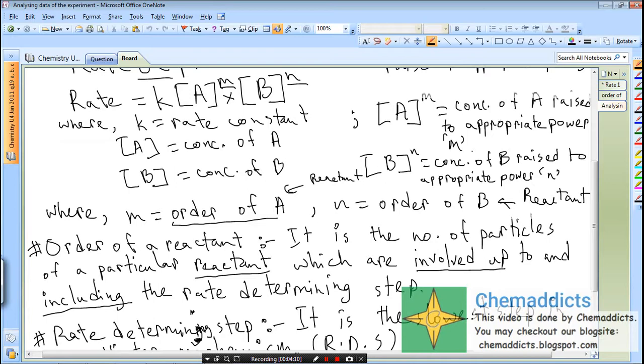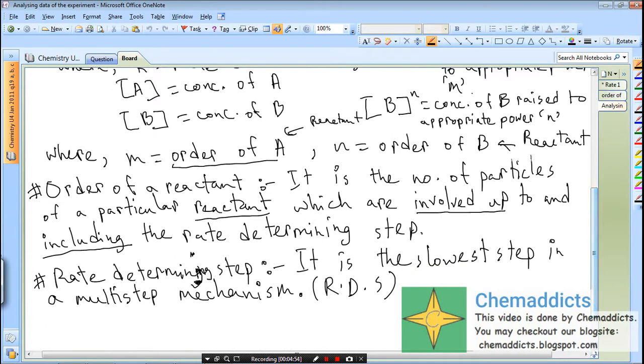It is necessary to mention that A and B are both reactants. The order of a reactant is the number of particles of a particular reactant which are involved up to and including the rate determining step. So this is the definition for order of a reactant.